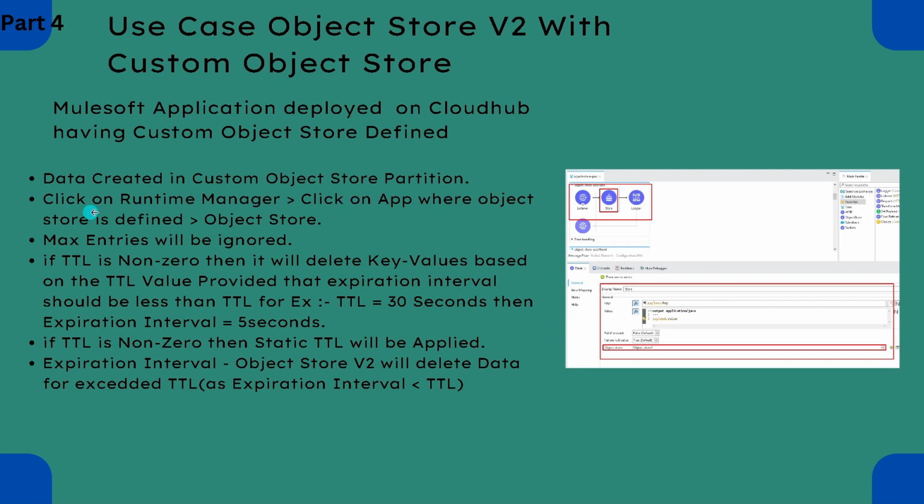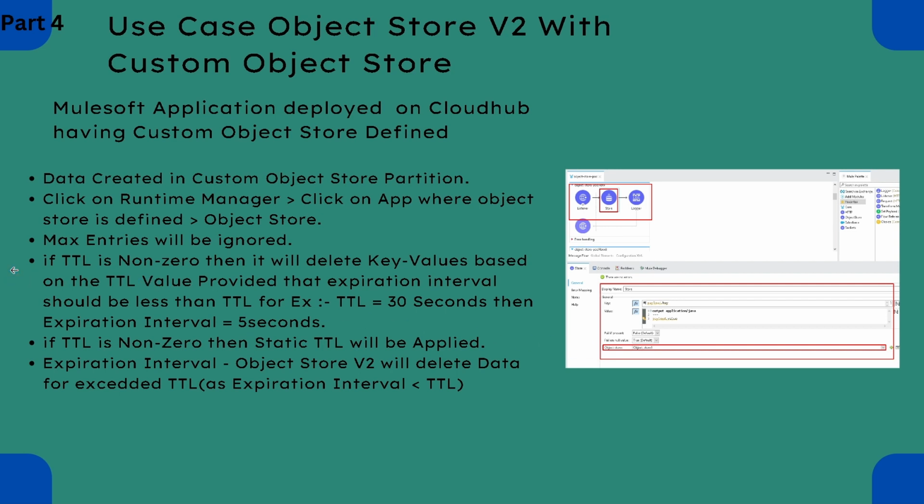You need to click on Runtime Manager, click on the app, and click on Object Store. There you can see the Object Store. After that, the next point says max entries will be ignored. If you have the Object Store V2 service enabled in CloudHub, even if you have any max entries defined in your custom Object Store configurations, those will be ignored. You can store as many entries as you want in CloudHub where the Object Store V2 service is enabled.